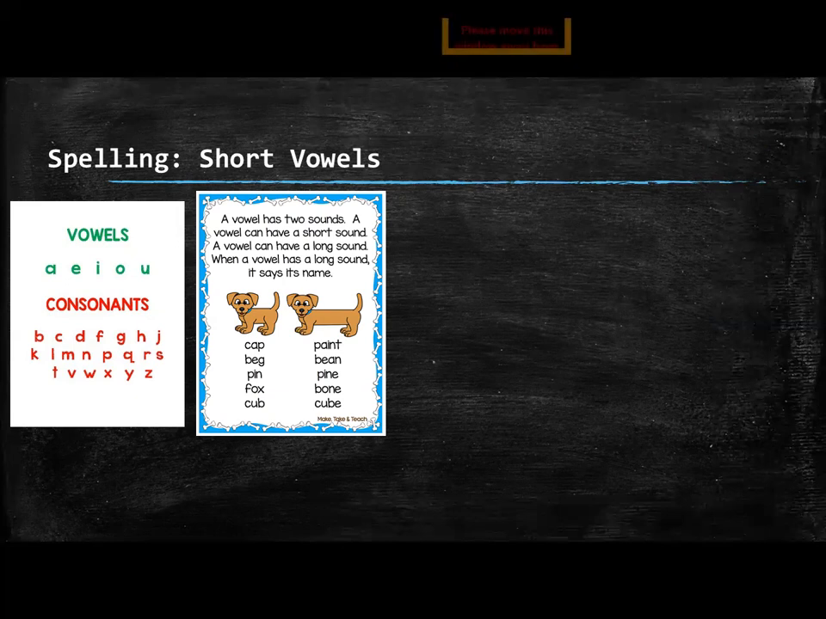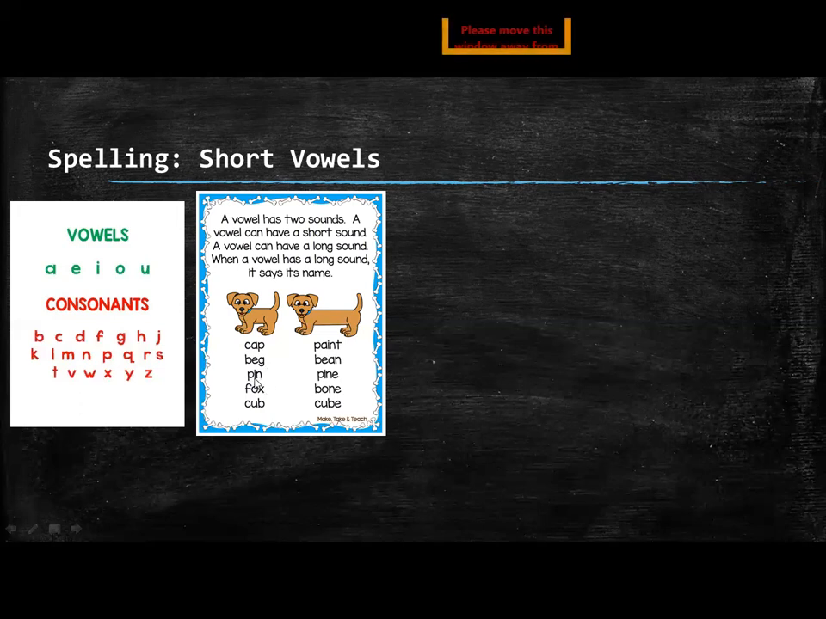So here you go. Let me just read these words out for you. Cap. Here, this a sound is your short sound of A. And here, pain, that's your long sound. Let's try it with the E. Beg. That's short. Bean. That's long. Long E sound. Pen.